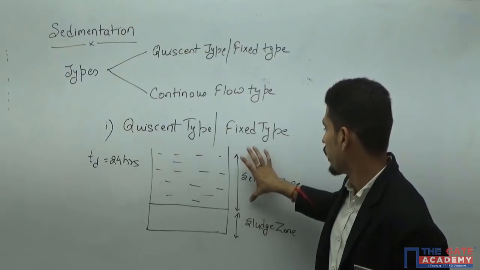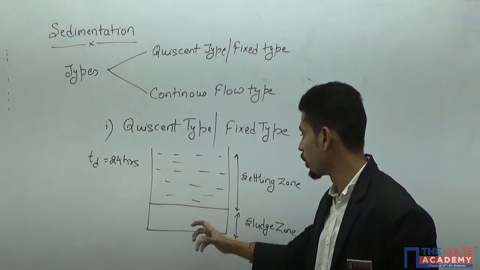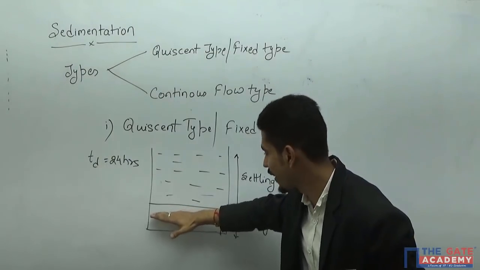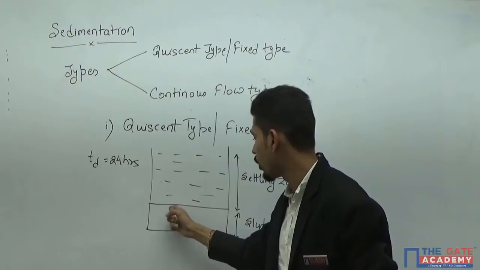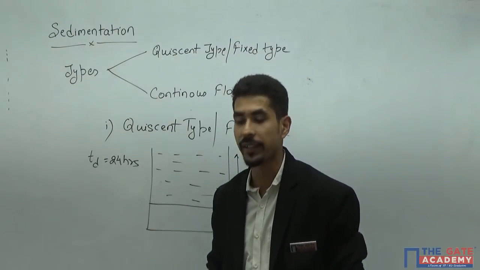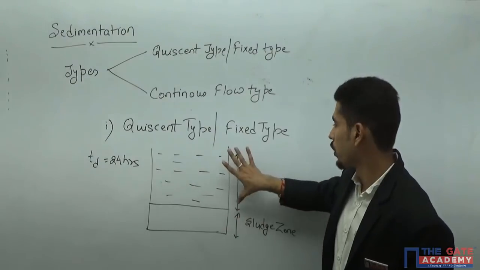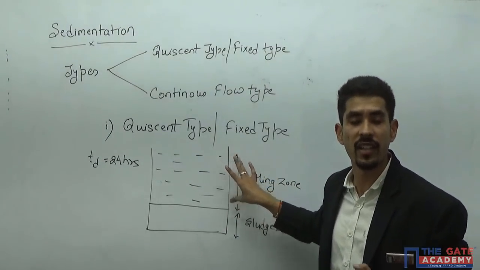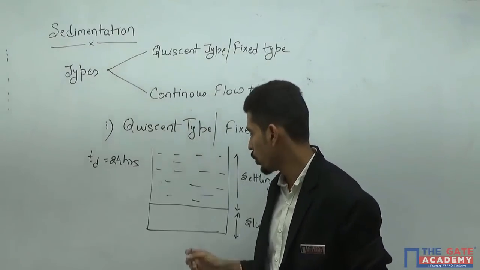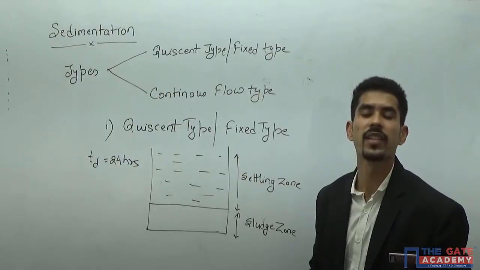Why? Because in the settling zone, the particles are going to settle, and in the sludge zone, the particles which are settled are collected. After that, cleaning of this particular zone is done, so that the efficiency or the volume of the tank does not get reduced. So this additional area is provided for the settlement of sludge.